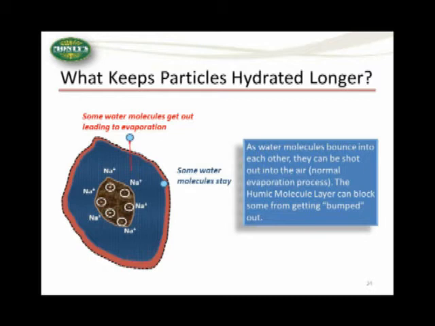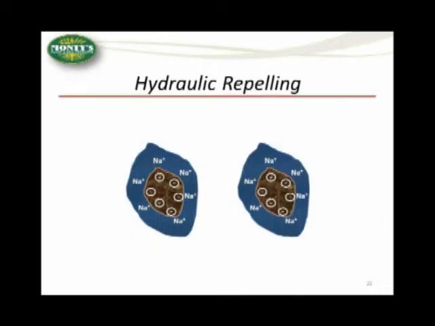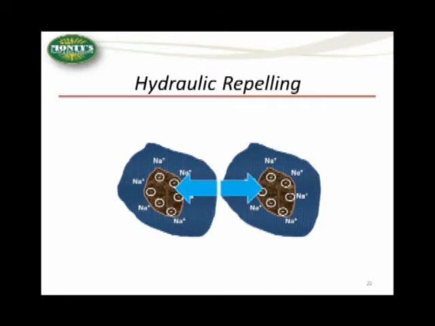Not all of it. So if you had an extreme drought over weeks and weeks, there's nothing that can help you in that case. But what this will do is keep that particle hydrated for a much longer period of time. Now, if you look at hydraulic repelling, as these particles begin to get more and more hydrated, they will swell. And as those particles swell, they begin to have hydraulic pressure against one another. That hydraulic pressure is one of the mechanisms that helps the compaction of the soil and the increase in porosity.